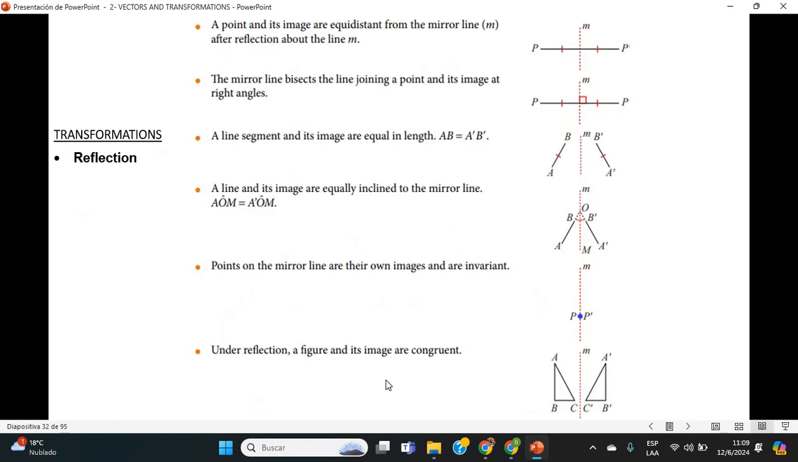These are different rules or properties of the reflection, okay? You can read it. For example, this one says points on the mirror line are their own images and are invariant. For example, point P is at distance 0 from the mirror line, so P prime is in the same place, okay, in the same position.